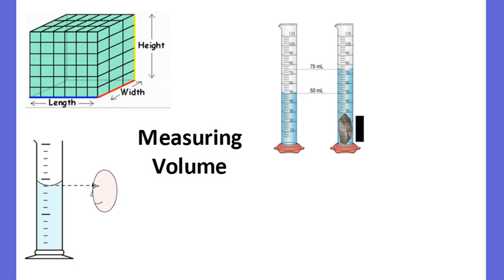Now going over measuring volume, and the reason I'm talking about measuring mass and volume is because in order to determine density, which is coming up in a minute, you need to know mass and volume. So if the mass and the volume aren't given to you, you have to know how to figure those out.